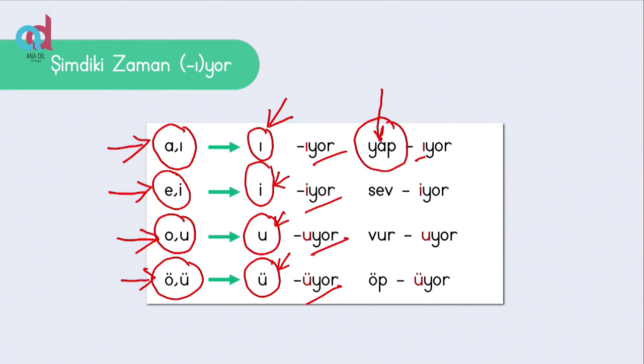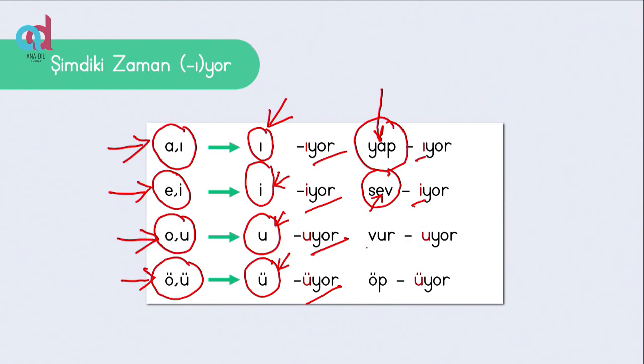When it comes to this second example with the closed vowel, sev. What was that? Do you remember? Love. Sevmek. To love. What do we have here? Here we go. We have a closed vowel, e. Sev. Then what do we need to have? We need to have i, because this is also a closed vowel. Then let's say it together: seviyor. She loves. Seviyor.